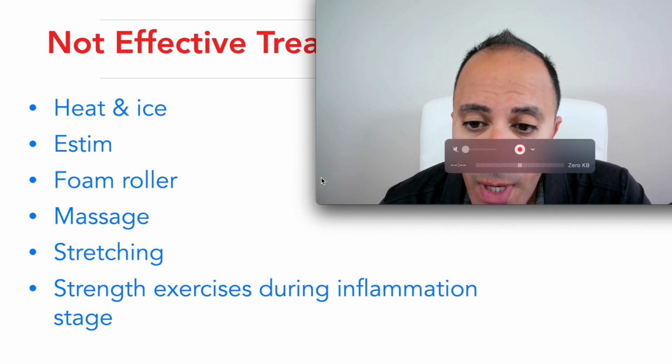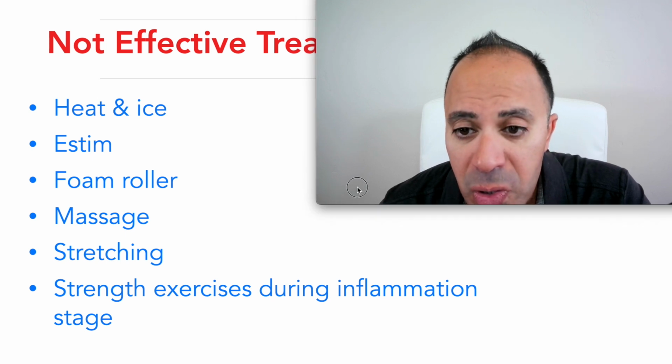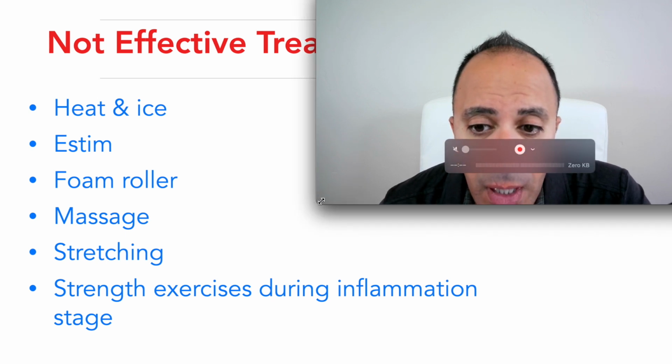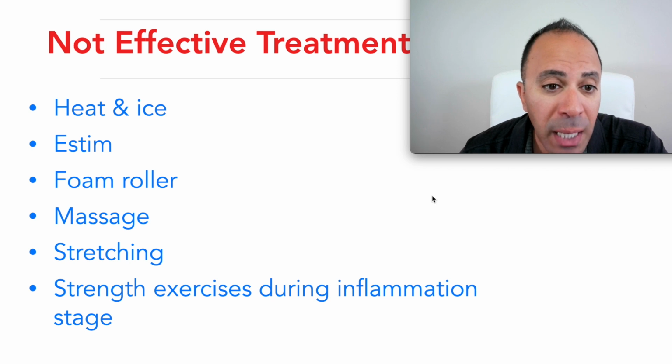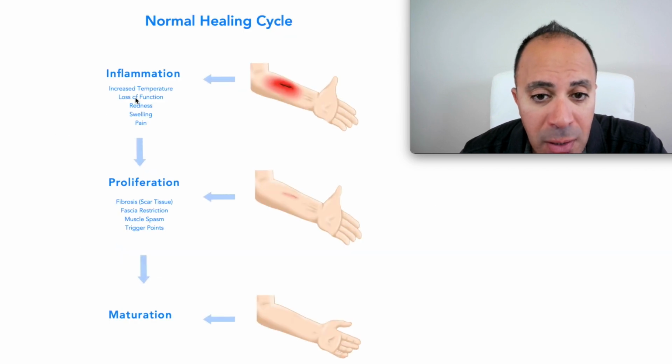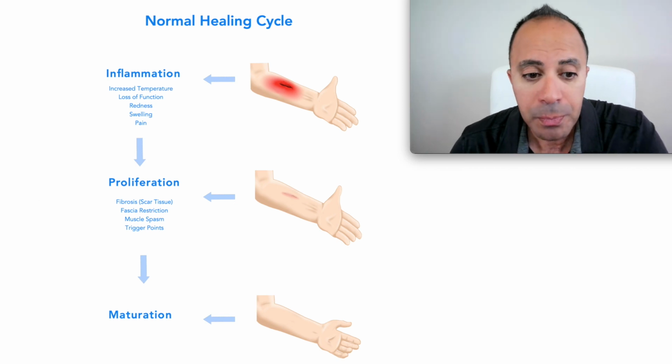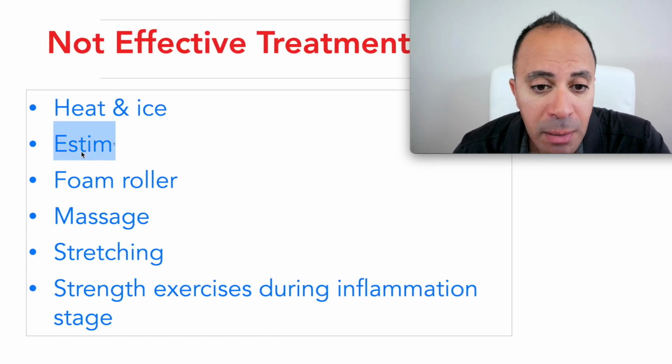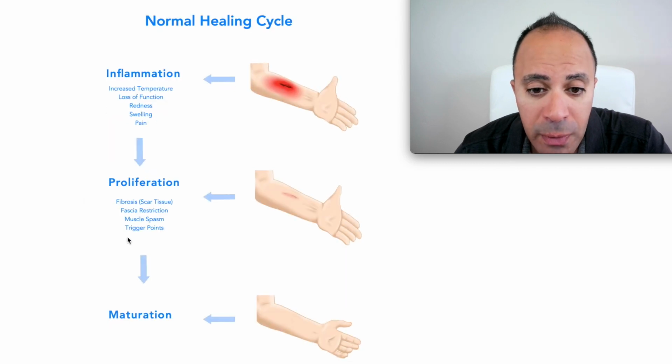It's very common that a lot of people use ice and stim. Ice is actually temporary pain relief for inflammation, and as you see here, it's not going to do much to the proliferation stage. Electrical stimulation is temporary pain relief, and it's not going to do much to inflammation and proliferation.